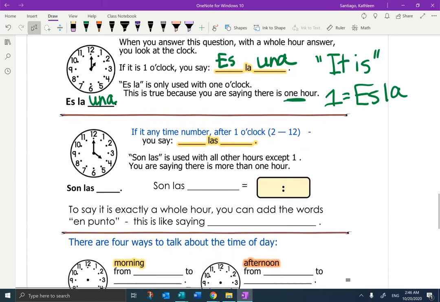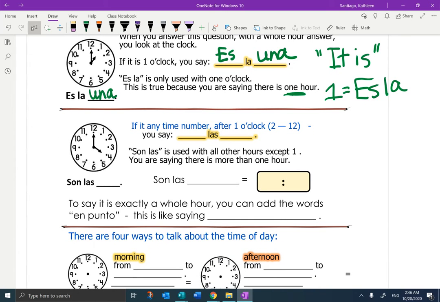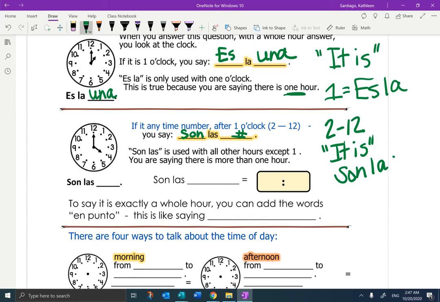But what if it's not 1 o'clock? If it's any number after 1 o'clock, meaning between 2 and 12, then we would not say es la. We would change es la to son las, and then we would say the number. And again, that's the number symbol. Some of you know it as a hashtag, but it's the original number symbol. So from 2 through 12, to say it is, we're not going to say es la, we're going to say son las, and then finish the statement. Son las is used with all other hours except 1. You are saying there is more than 1 hour because it's got an S on it. Horas, we have to change from es la to son las.